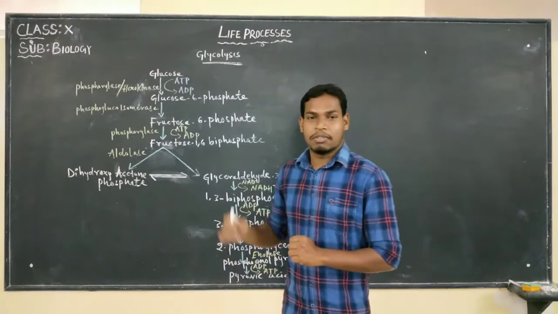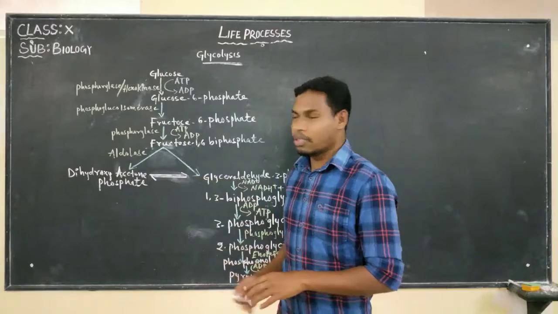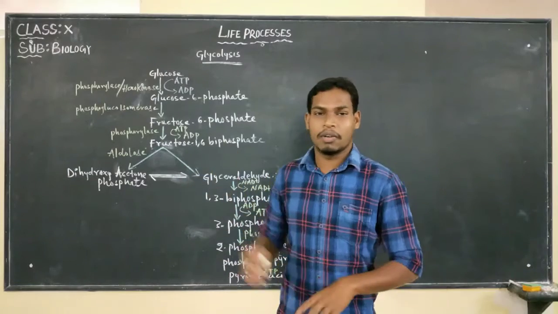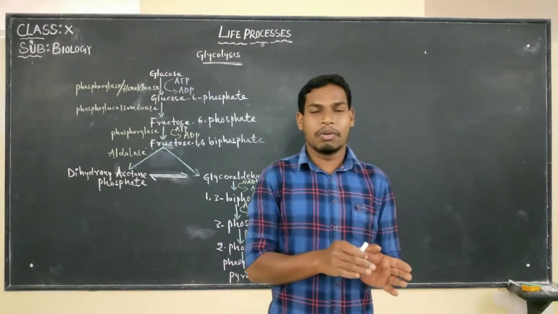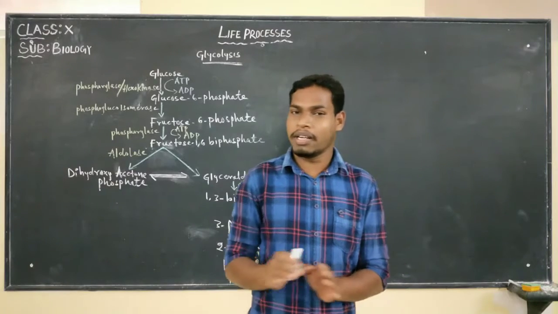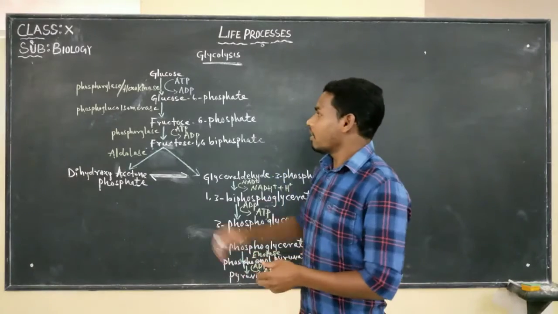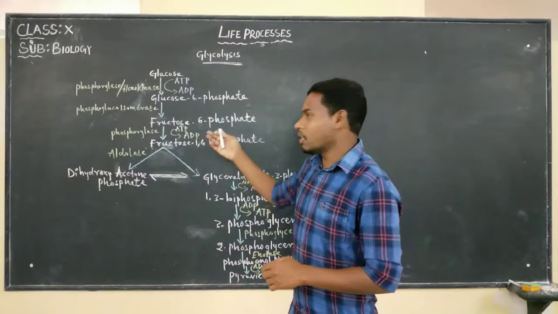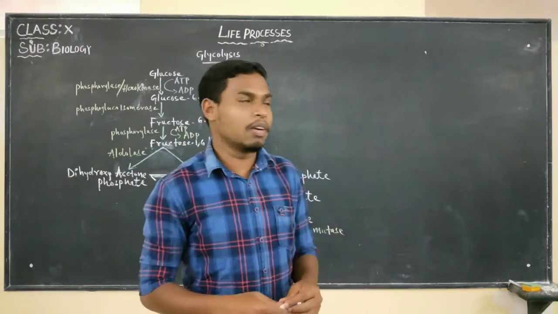Okay, in this video we will discuss the various processes that take place in glycolysis. So far we have learned that the breakdown of glucose to pyruvate is known as glycolysis. But there are 10 steps involved in glycolysis.